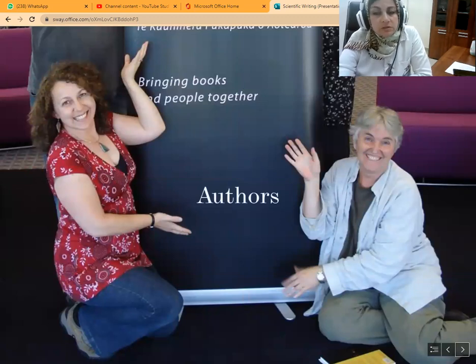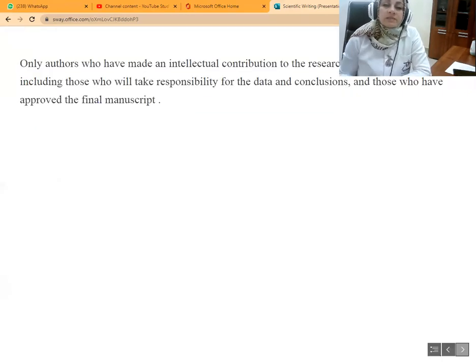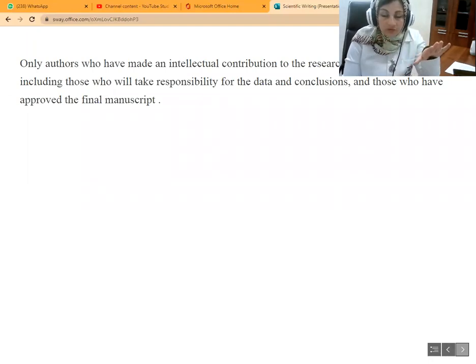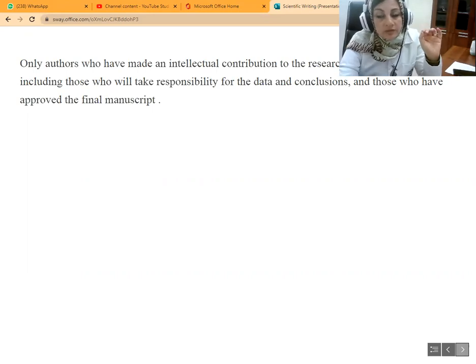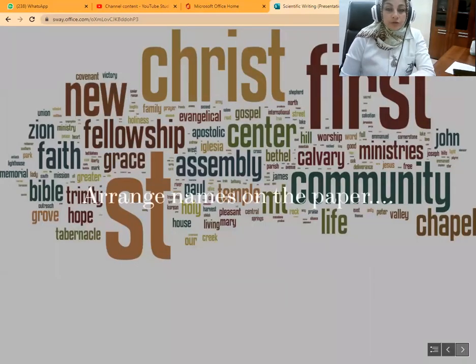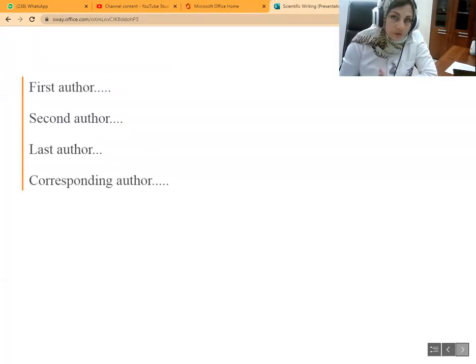Who are the authors? These are the people who did any scientific or intellectual contribution to the research, including those who take responsibility for data and conclusion. So any one of these people are a part of the authorship. But how do we arrange them on the paper? Well, there are different ways to do that.